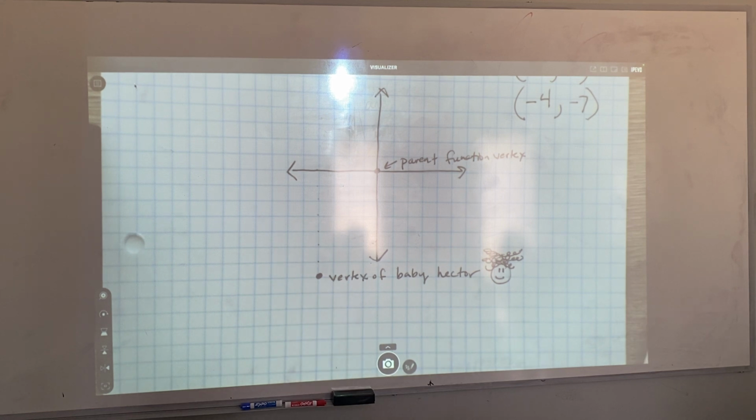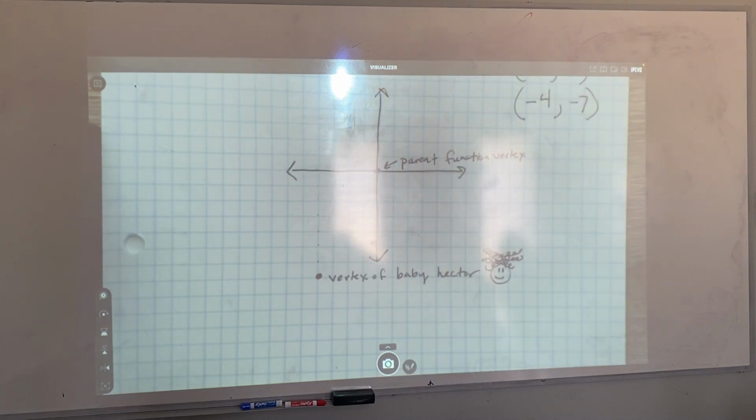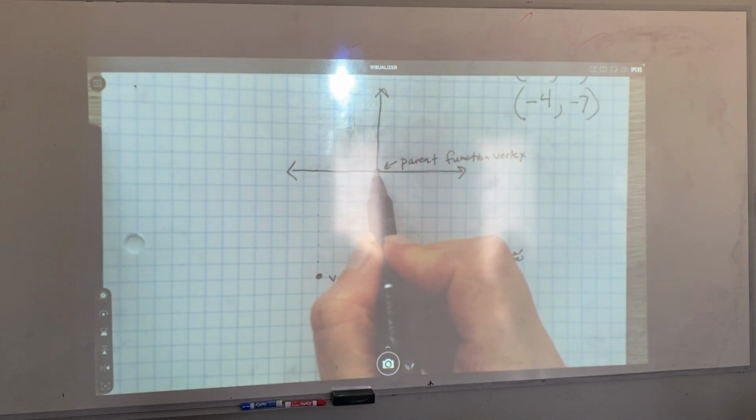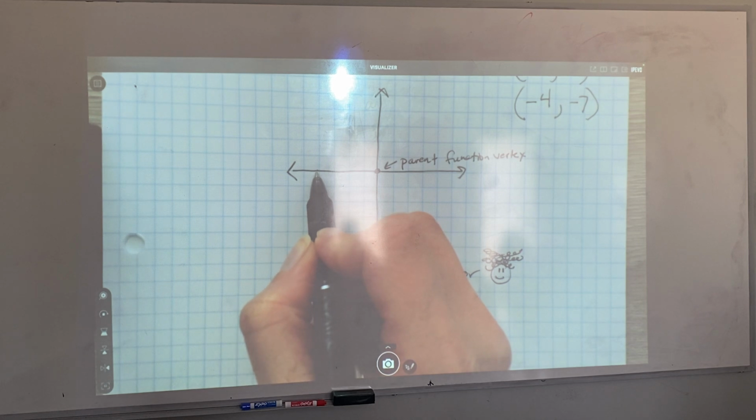In the answer, it says, the graph of H is a translation blank units to the left and blank units down of F. Well, F, the parent function is here. Let's see how many units it goes to the left. 1, 2, 3, 4. Negative 4.